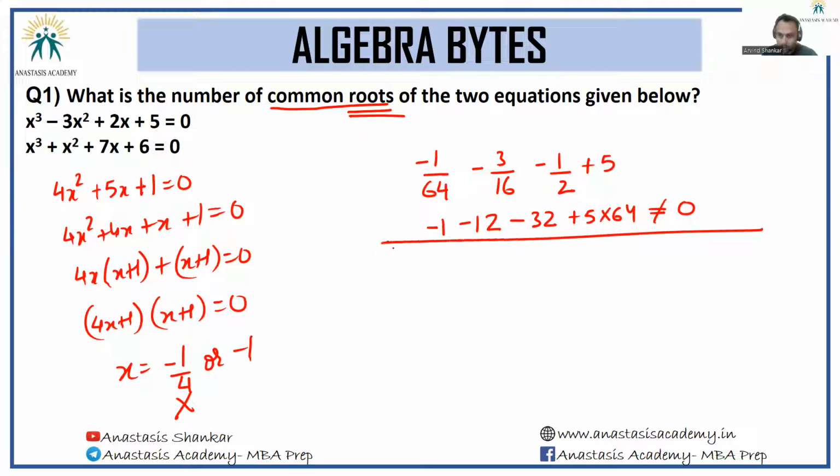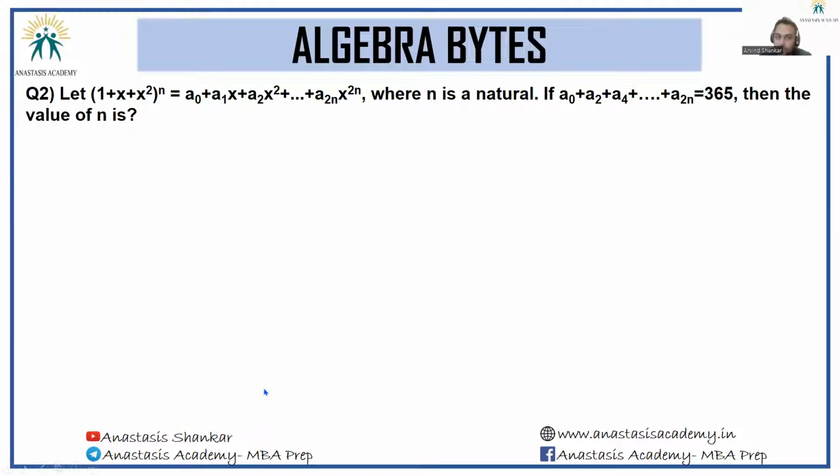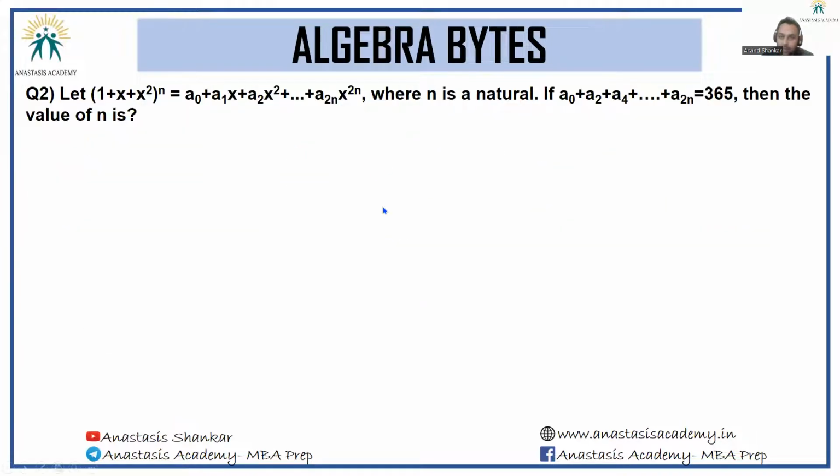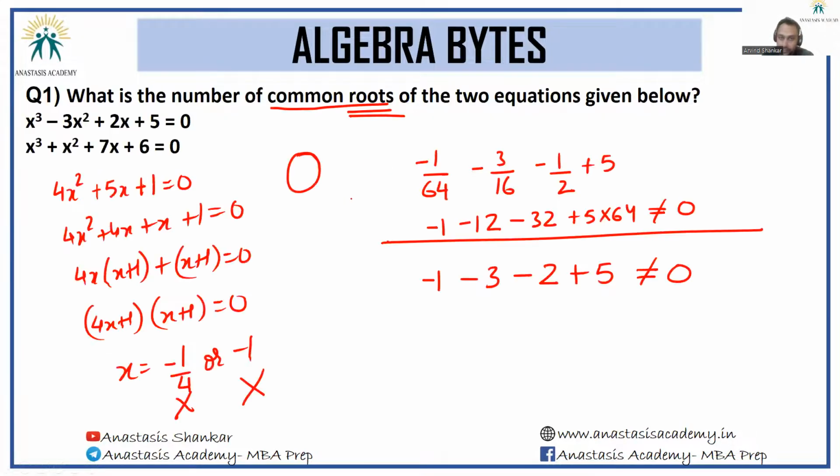Okay. Now let's plug in minus 1. We'll get minus 1, minus 3, minus 2 plus 5. This is also not equal to 0. So this is also not a common root. So how many common roots do these two equations have? They have 0 common roots. They have 2 points where they intersect, but they do not have any common roots.